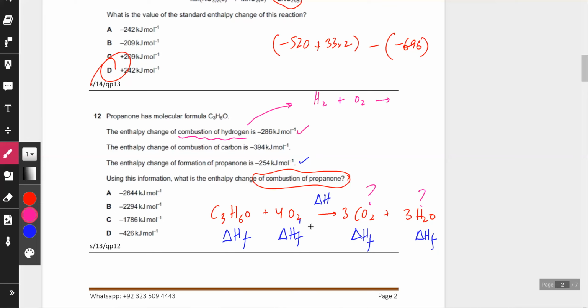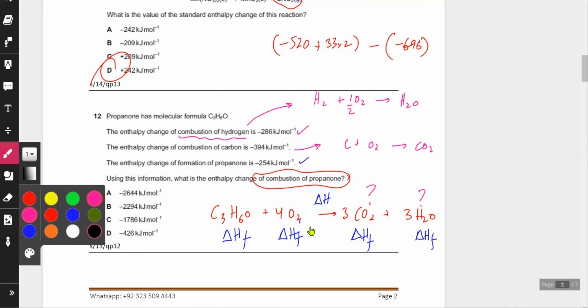What would be formed? Water? Yes. And this would be half O2, right? To balance it. What's the combustion of carbon? Combustion of carbon would be carbon plus O2, and it would form CO2, right?